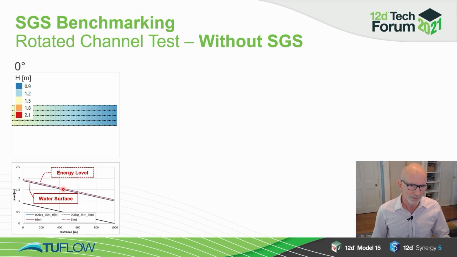You'll see two types of lines on these plots. One is a solid line and a dashed line. The dashed line is the energy level, so that's your water surface plus the kinetic energy of the water, which is V squared on 2G.